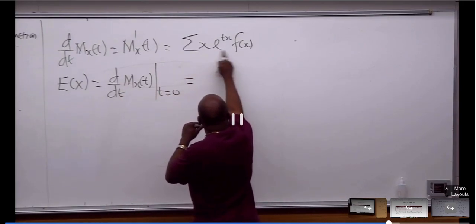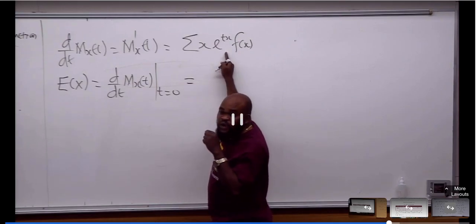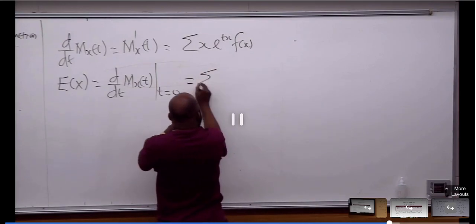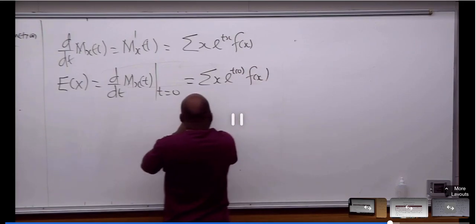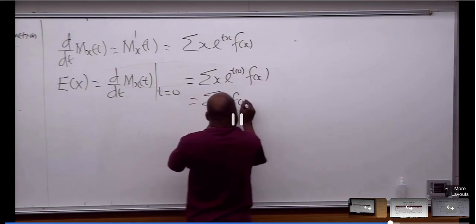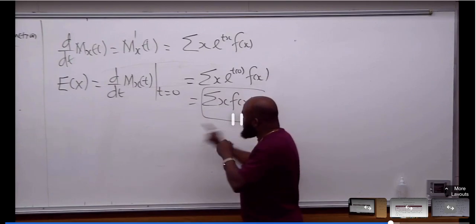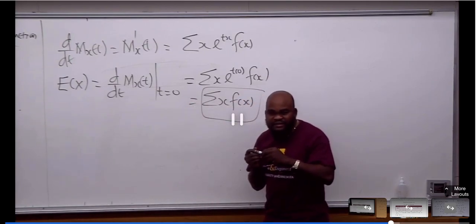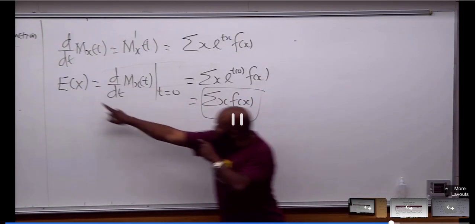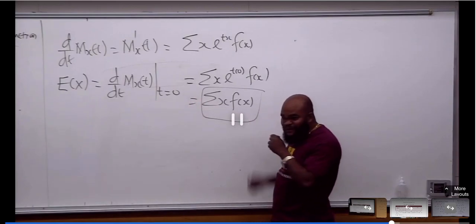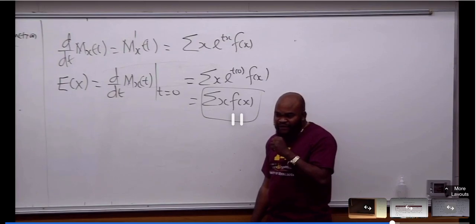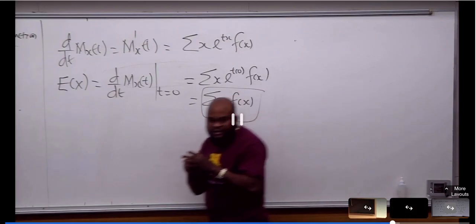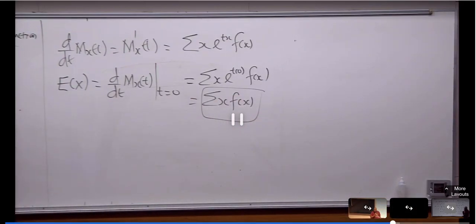Wherever I see t, I'm going to plug in 0. This is going to be this f(x). Oh my God, this is now going to be this. And what is that? That is the expected value of X. Look at that. The expected value of X is the summation of x f(x). Is that not beautiful? Do you have any questions? Do you get stuck? Is there anybody who gets stuck and doesn't understand that?